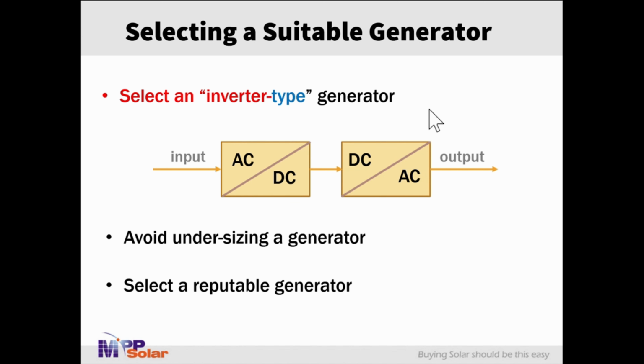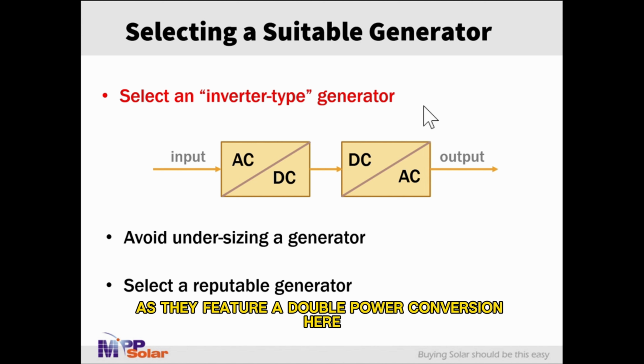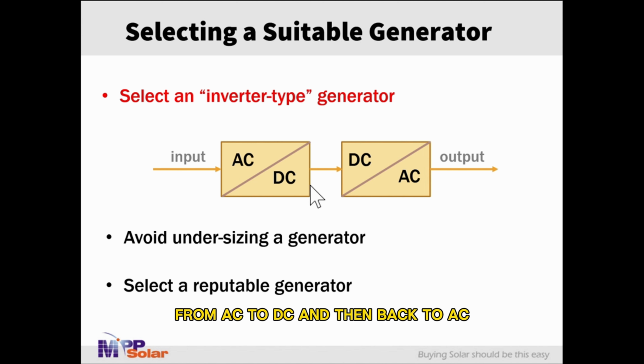First, always pick an inverter type generator. This type of generators produce a very nice and clean output, and much more likely to be accepted by all types of inverters, as they feature a double power conversion here from AC to DC and then back to AC, so the way they work is very similar to an actual inverter.